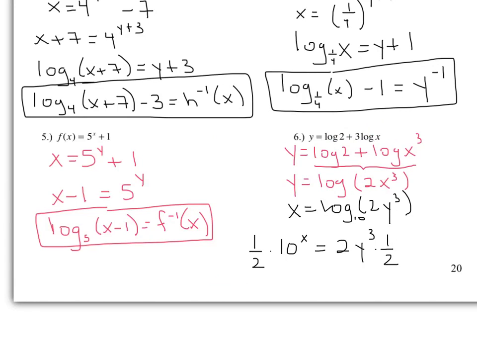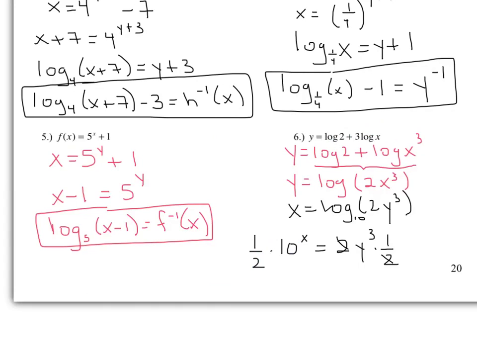It's very tempting to take 10 and divide it by 2, which you are not allowed to do. So you cannot take 10 to the x and divide it by 2 to get 5 to the x. Remember, order of operations says you'd have to perform this exponent before you actually divided. So you would have to leave it in this form.